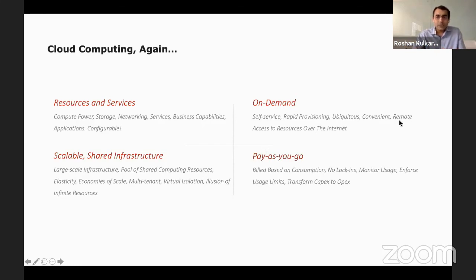And all of these resources, of course, being accessible over the internet. And the beauty of it is you don't have to invest capital in this upfront, right? So you're billed based on consumption.